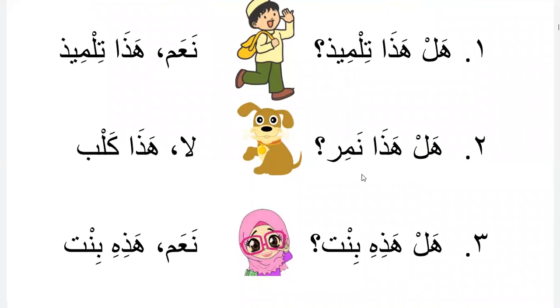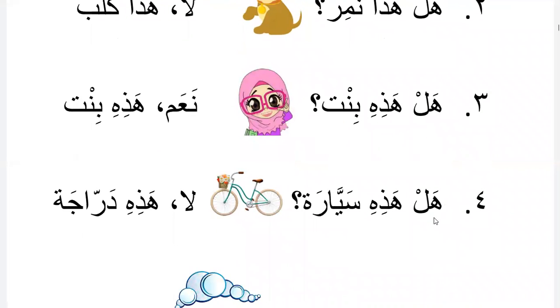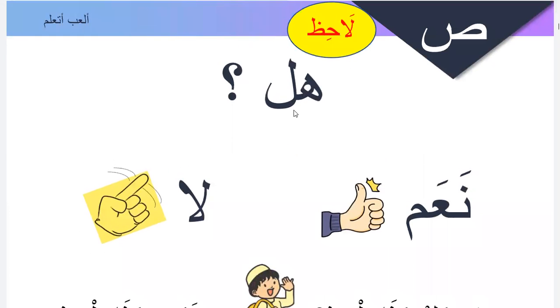Hal haza namir? Is this a tiger? La, haza kalb. No, this is a dog. Hal hazihi bint? Is this a girl? Naam, hazihi bint. Yes, this is a girl. Hal hazihi sayyara? Is this a car? La, hazihi daraja. No, this is a bicycle. Good. Rian, yes. Start.